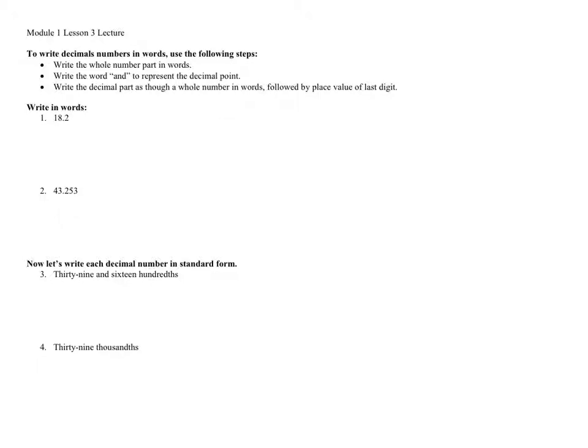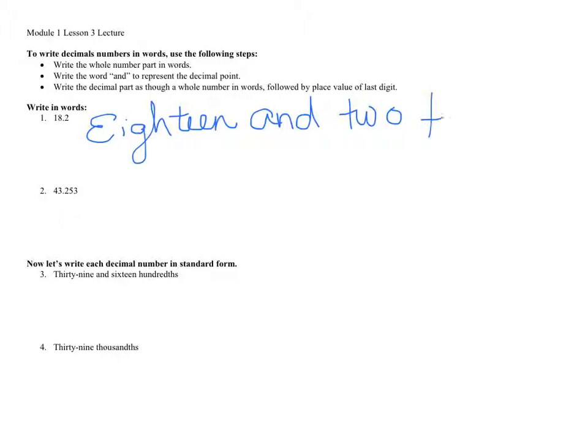So, for example, if I wish to write 18.2 in words, well, the whole number part is 18. Then, to represent that decimal place, I'll write "and." Now, for the decimal digit, I'll write 2. And I'll use its place value to represent what place it's in. So the 2 is in the tenths spot, so I write tenths. So, rather than 18.2, we can say that this is 18 and 2 tenths.